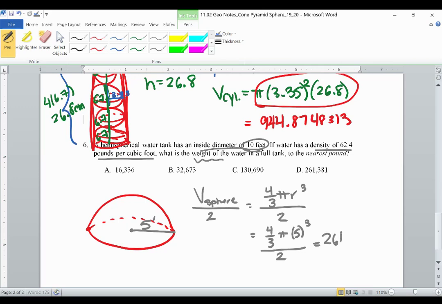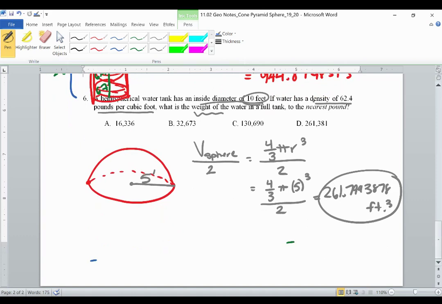Okay, we've got 261.7993878, and that is feet cubed. So that's our volume right here, the volume of the tank. So how much water is in there? We want to know the weight of the water in there. I know that the density of the water is 62.4 pounds per cubic foot. If I write this as a fraction, that would be 62.4 pounds over 1 cubic foot. I want to find how many pounds the water is.